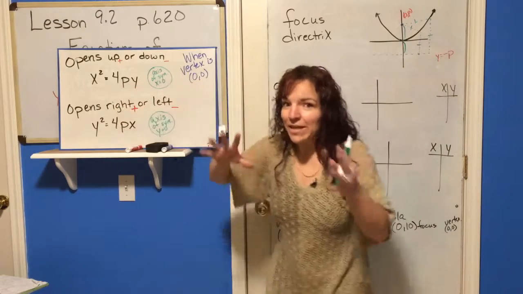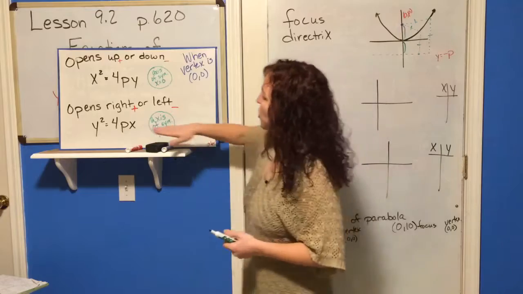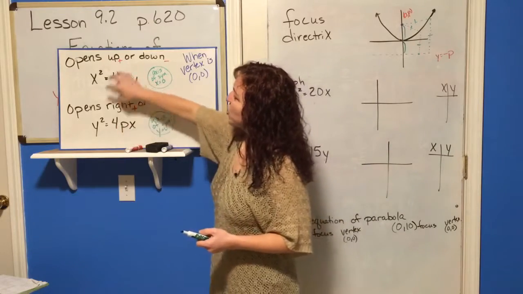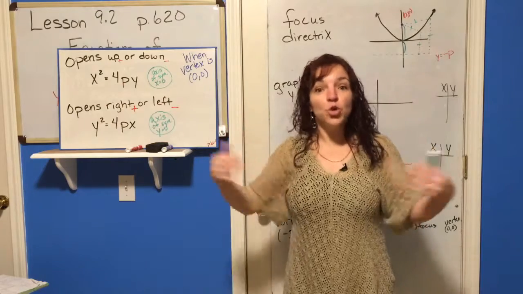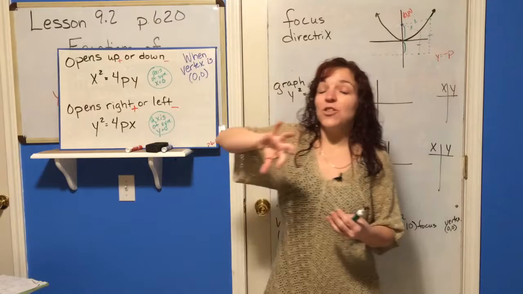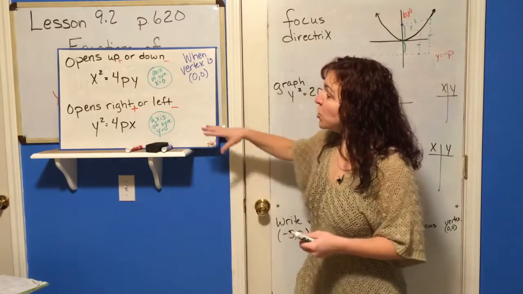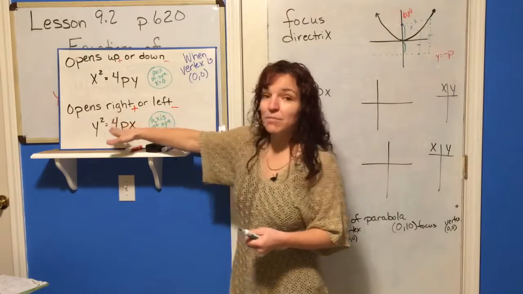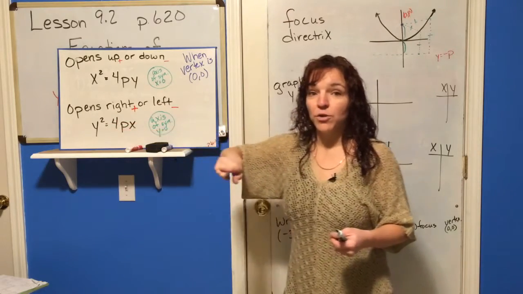Once again, if you want to go back and look at the graphs, page 620 is where you want to go. So these are your two options. When you're graphing parabolas, here's a new way to graph them. If you get either the x squared or y squared value alone, then you can divide your constant by 4, and that gives you the value of your focus.